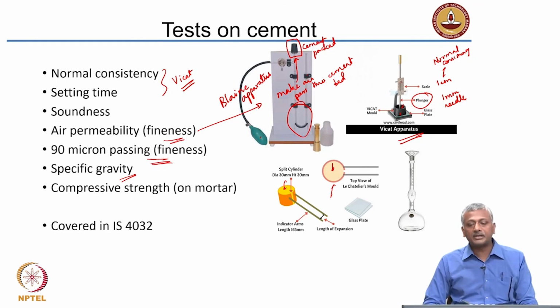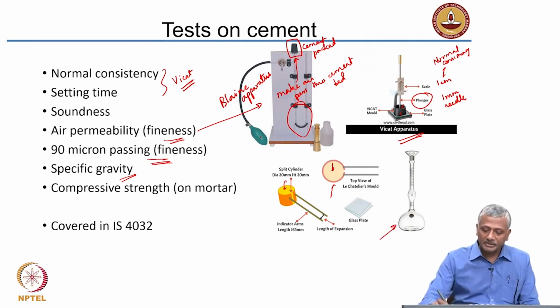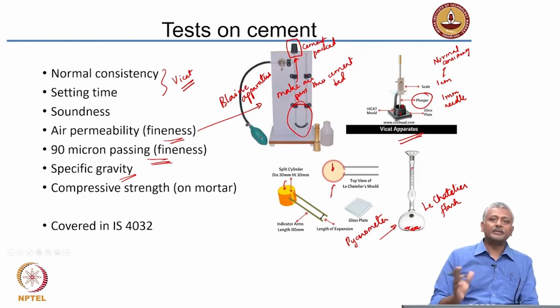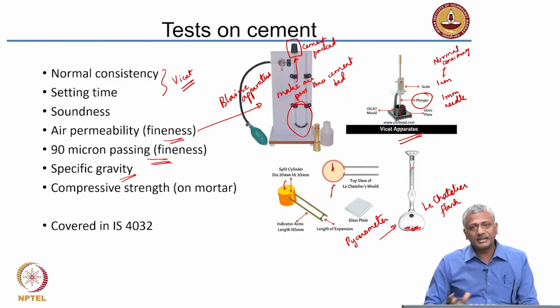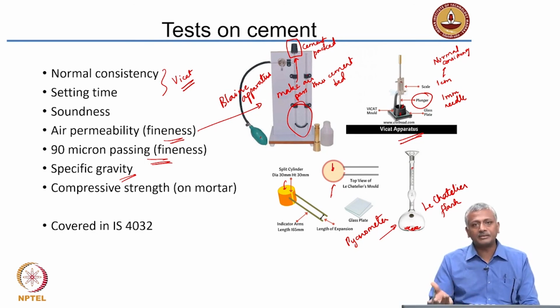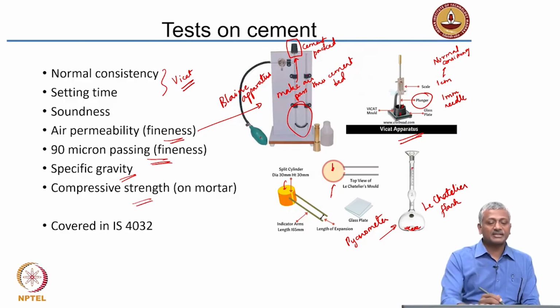The specific gravity can be determined by a pycnometer method, by using what is called the Le Chatelier flask. Okay, this is a very simple test. All you're doing is putting your powder here and filling it up with a liquid like oil or kerosene up to a certain point, and then you do the same test without the powder and fill it up, and then by measurement of the mass of the material added, you can determine the specific gravity. Then you have compressive strength, as I said, on mortar.